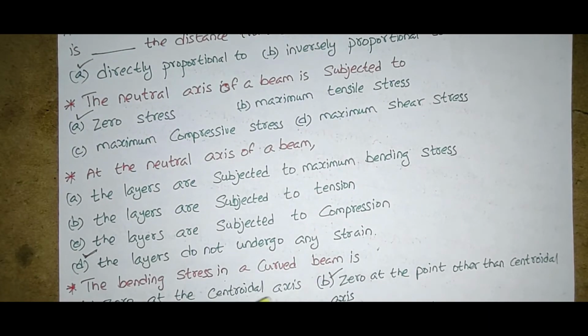The bending stress in a curved beam is 0 at the centroidal axis, 0 at the point other than centroidal axis, maximum at the neutral axis, none of the above. So the bending stress in a curved beam is 0 at the point other than centroidal axis.